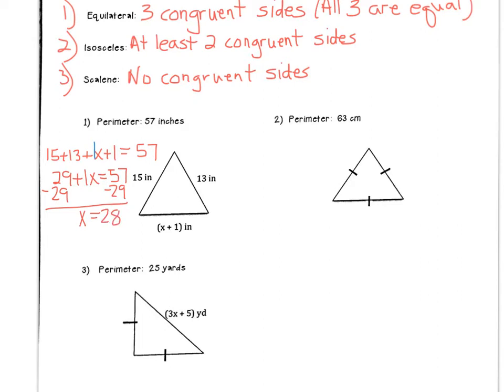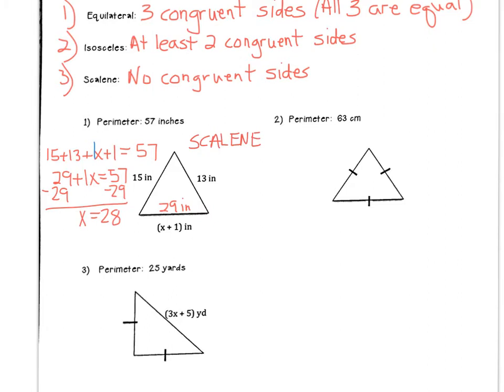Now don't forget to plug that back in. So you take your 28 and you substitute it right here. 28 plus 1 is 29 inches. And now you classify this triangle. All three sides are different. None of these are congruent. So this would be a scalene triangle. Scalene, because none of them are congruent to each other.